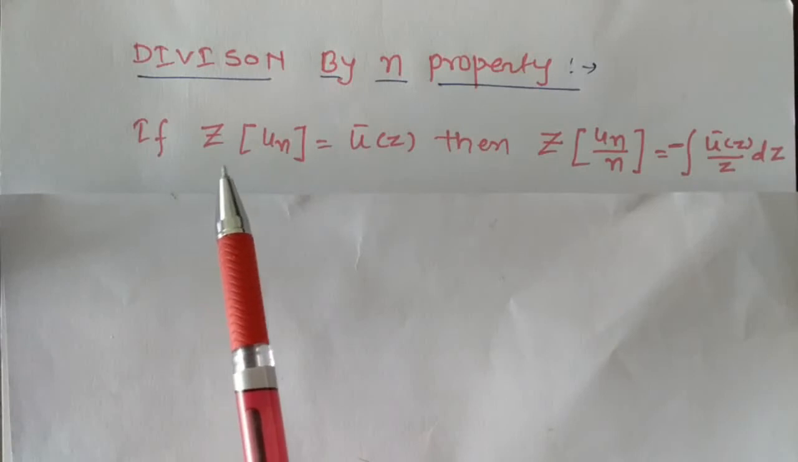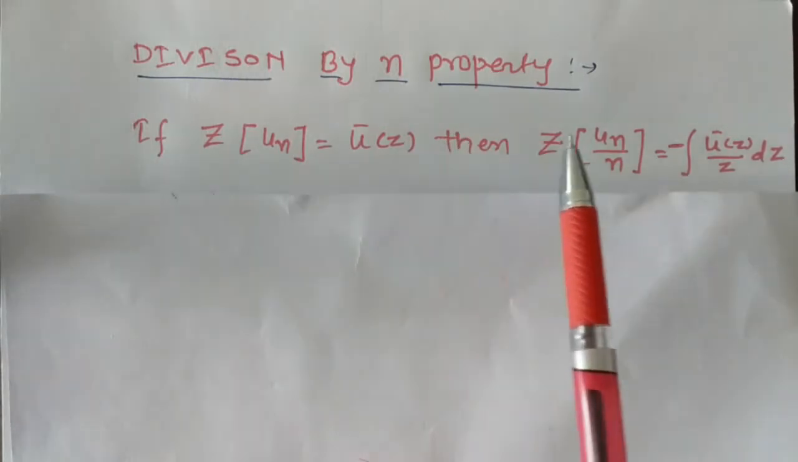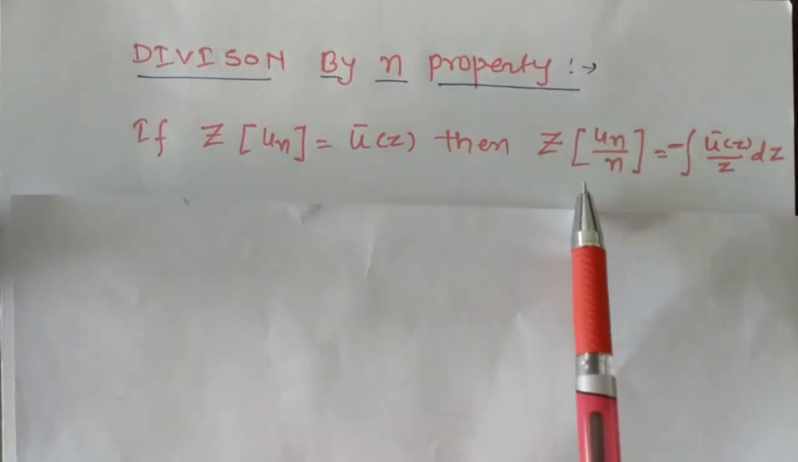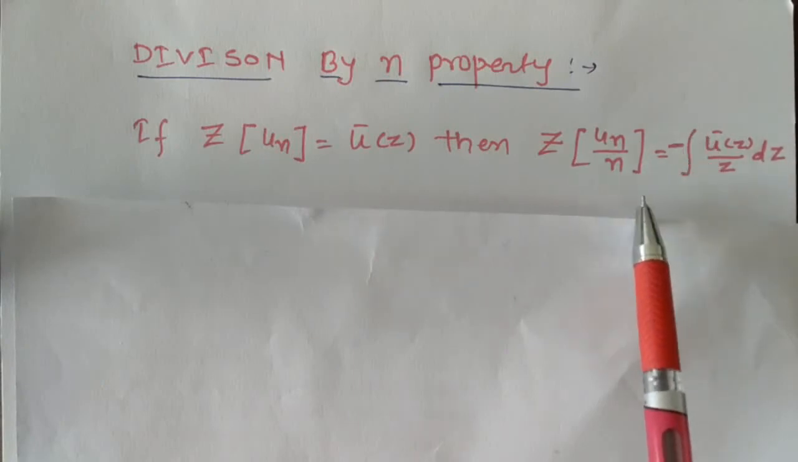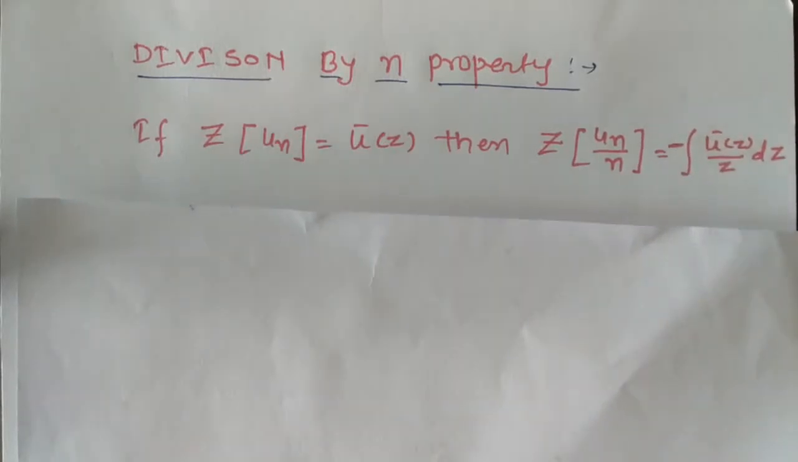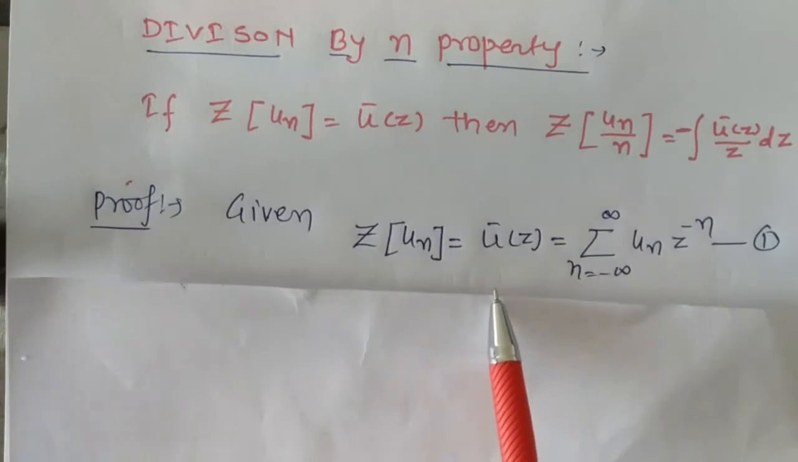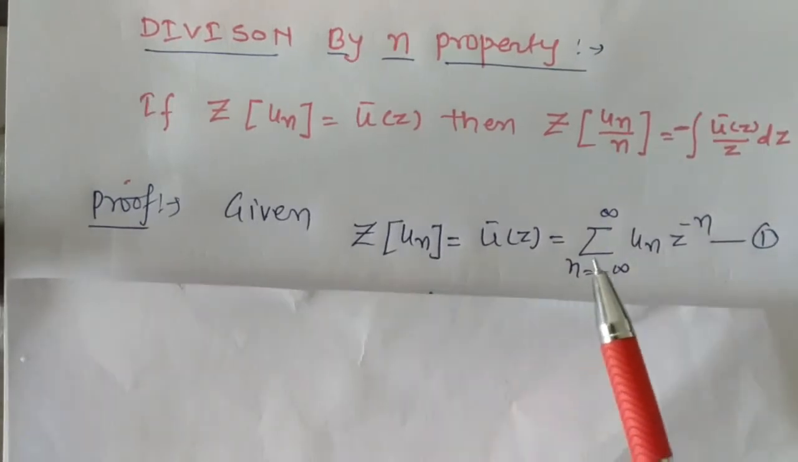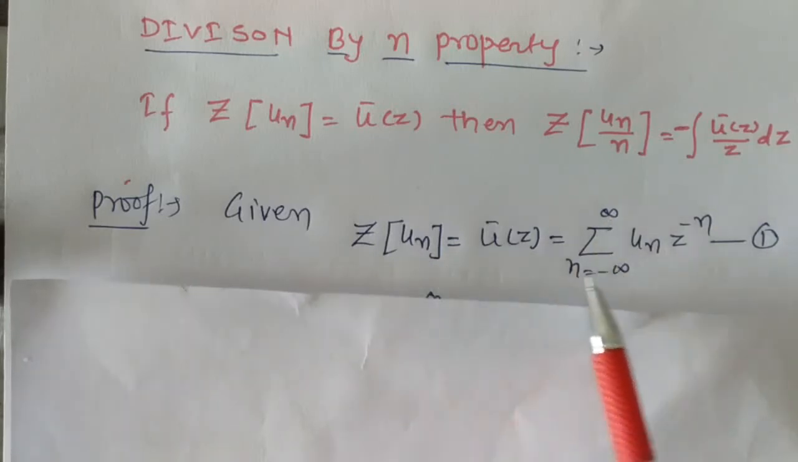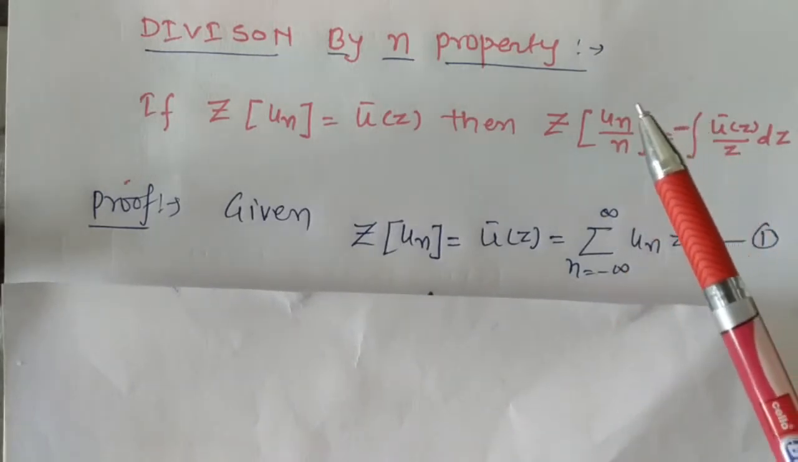Again, the division by n property states that if the z transform of u(n) is U-bar(z), then the z transform of u(n) by n is minus the integral of U-bar(z) by z with respect to z. Now we establish this result. Given the z transform of u(n) is U-bar(z), by definition this is equal to the summation n goes from minus infinity to plus infinity of u(n) into z power minus n. Now we have to find the z transform of u(n) by n.